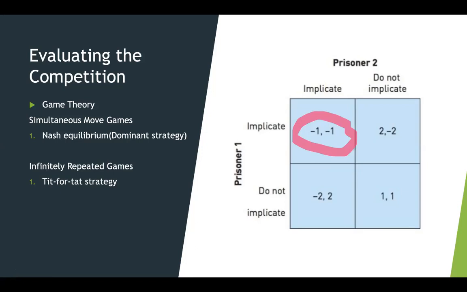So compared to the simultaneous move games, there is another one called infinitely repeated games. Tit for tat strategy means when your competitor moves, you will follow their movement and do the same option. For example, at the very beginning, we choose -1, -1, implicate. If your competitor chooses another option, don't implicate, you will choose do not implicate.